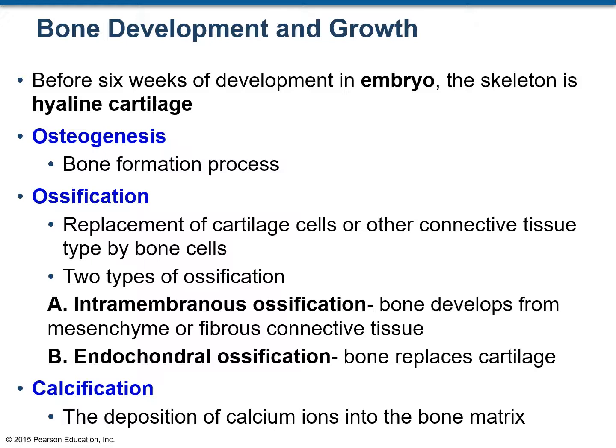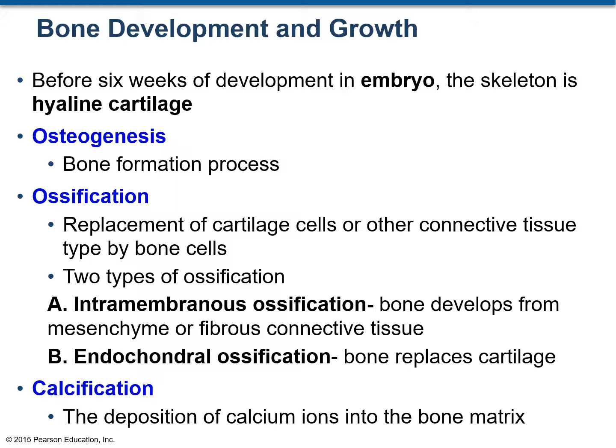The second term is ossification. Ossification means when some other kind of tissue gets replaced by bone. If bone is replacing mesenchyme or fibrous connective tissue, then it's known as intramembranous ossification, while if bone replaces cartilage, it's known as endochondral ossification.